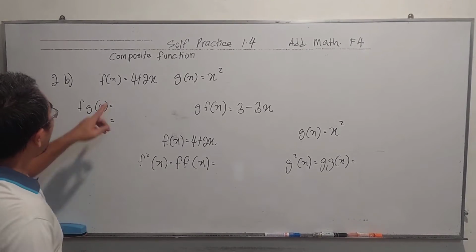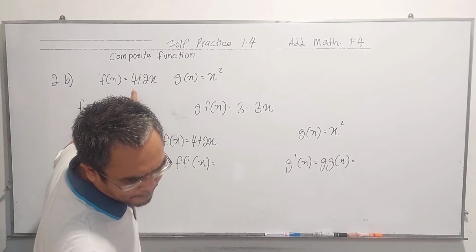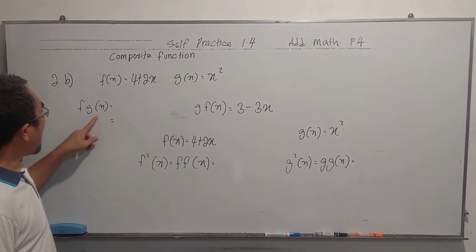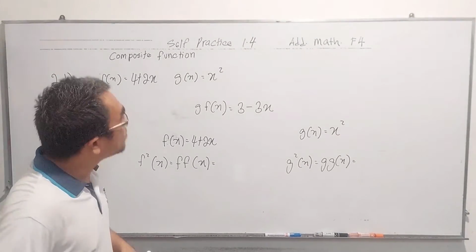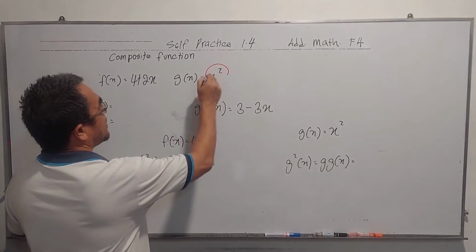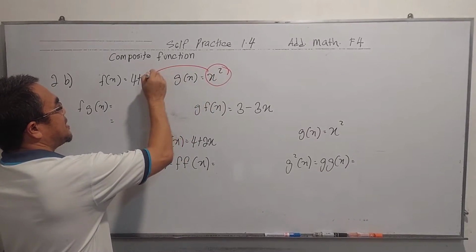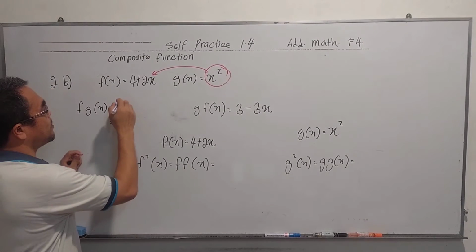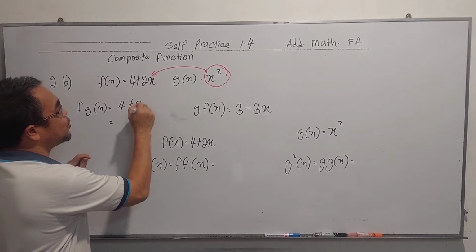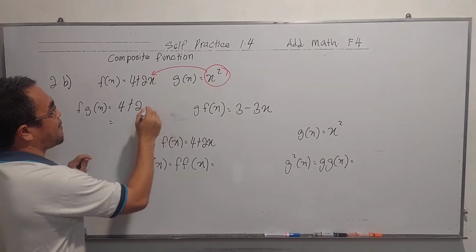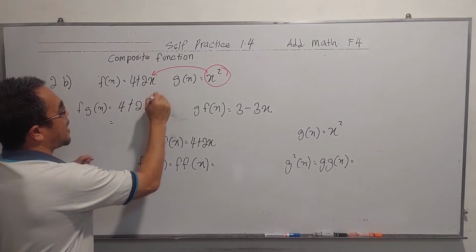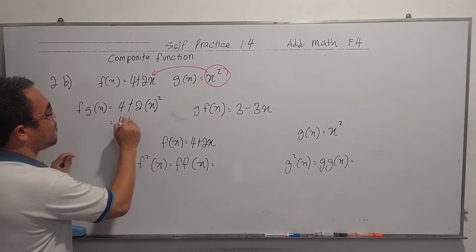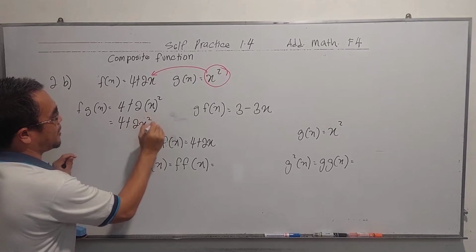So for 2b, we have f(x) is 4 plus 2x, where g(x) is x squared. For fg(x), like what I did for question A, you substitute this into f where x is. So it should be 4 plus 2, and replace this inside the value of x. So it becomes x squared there. So it will be 4 plus 2x squared.